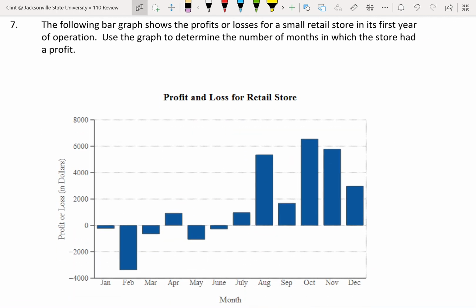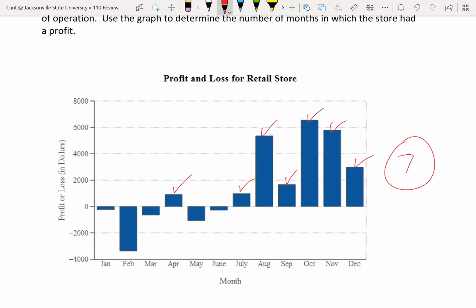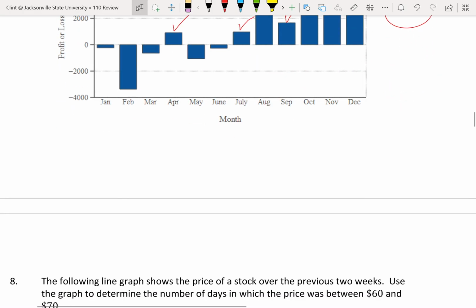Next couple, we're reading a graph, so not too terrible. This one shows profits or losses for a small retail store. We want to determine the number of months in which the store had a profit. The ones where they had a profit will be the ones that are above 0. So that's that one, this one, this one, this one. Let me change them all to check marks. So 1, 2, 3, 4, 5, 6, 7. The other ones go down into the negatives, so those would be losses. And just don't get in a hurry on those. When the little short bars, sometimes you have to look at them a little carefully.